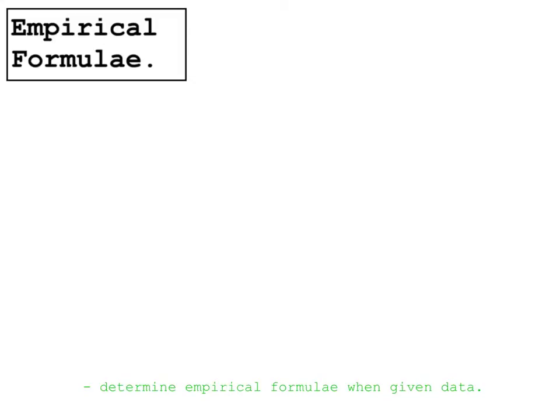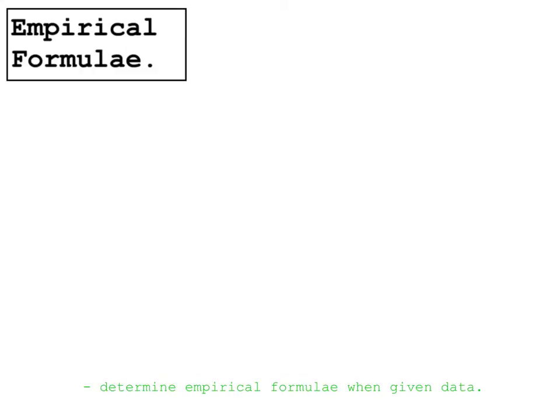So what I'm going to do is go through the steps you have to follow to calculate empirical formula. Then I'm going to go through a couple of examples in the next couple of slides. So to calculate empirical formula, there are 4 steps you have to follow. If you remember these 4 steps, then you'll be able to answer the question.